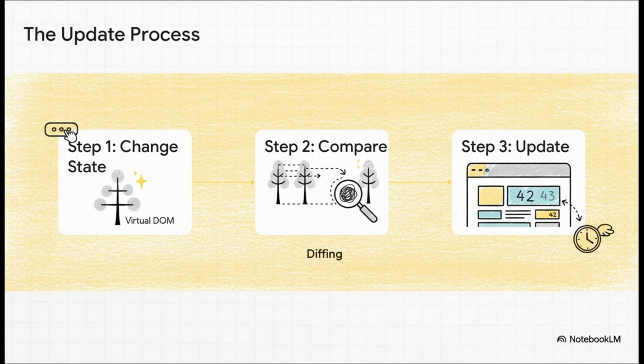So here's how the whole dance works. When you change the state, let's say you click that counter button, React does not immediately go and change the web page. Nope. First, it creates a new virtual DOM, a new blueprint, with that change included. Then comes the genius part. It compares the new blueprint with a snapshot of the old one. This comparison process is called diffing.